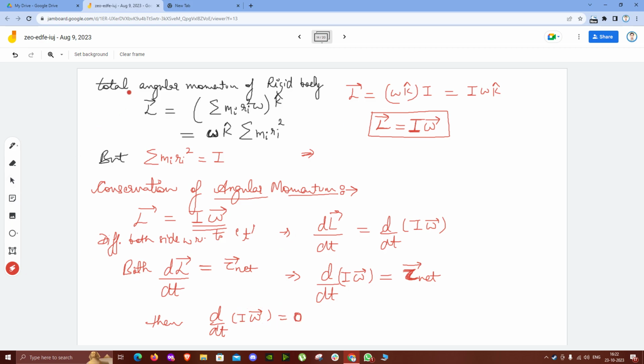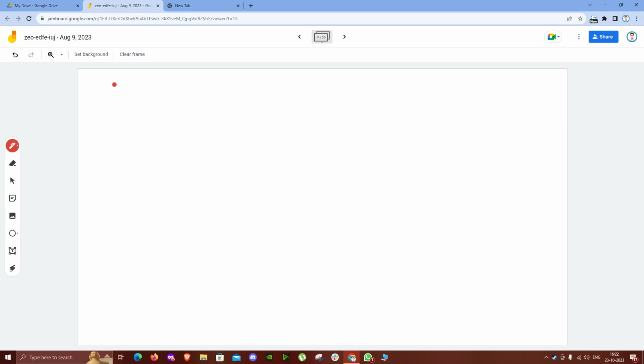So this means that I omega is constant. Or we can say L is constant, that the angular momentum remains the same. This is the law of conservation of angular momentum.